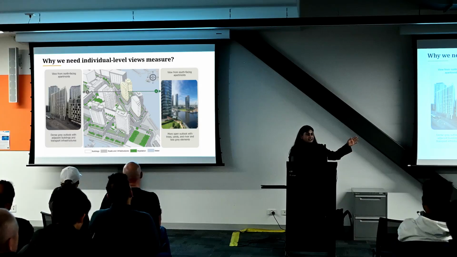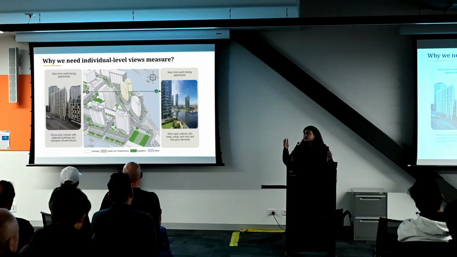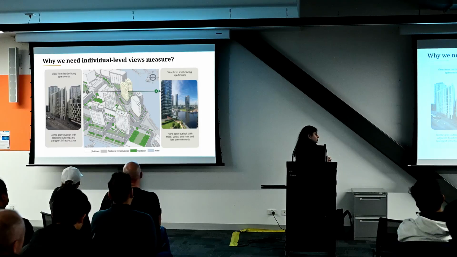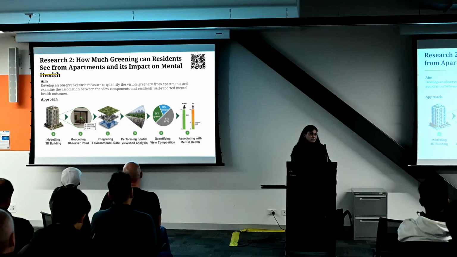When I moved to Docklands, it's nature, it's beautiful. There are so many parks, so many playgrounds, and you can actually see them, although now they are again doing high-rise construction in front of my building and blocking the view. But I realized that this is something very important that planners should take into account. And that's what my PhD research is about: how much greenery can residents see from the apartment and its impact on mental health?